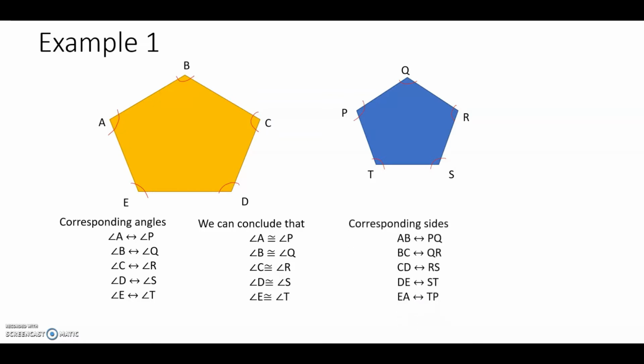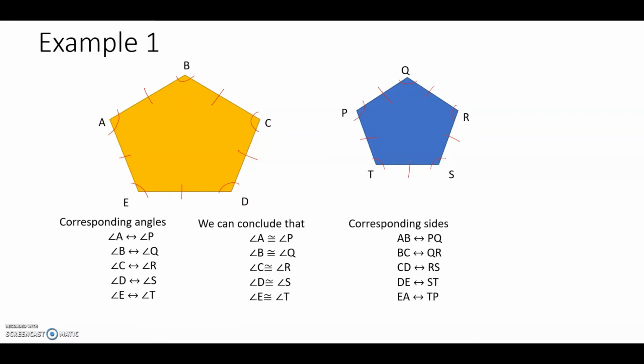Now, let's proceed with the corresponding sides. We have side AB corresponds to side PQ, side BC corresponds to side QR, side CD corresponds to side RS, side DE corresponds to side ST, and side EA corresponds to side TP. So you have your corresponding sides.